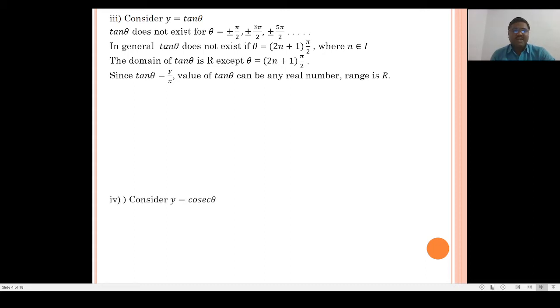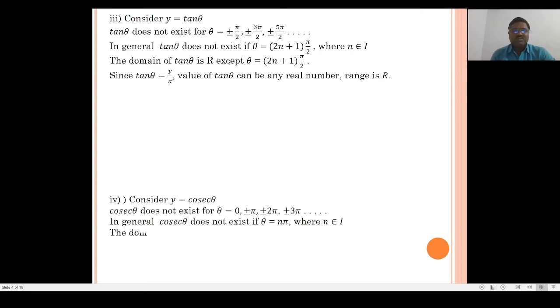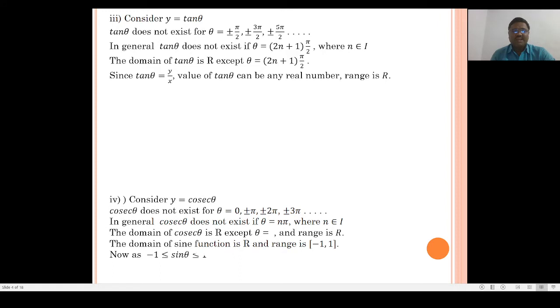And consider y equals cosec theta. So we also find cosec theta does not exist when theta equals n pi, and therefore the domain of cosec function is R except n pi, and range is, since minus 1 is less than or equal to sin theta less than or equal to 1, cosec theta is greater than or equal to 1, or cosec theta is less than or equal to minus 1, and the range of cosecant function is this one.